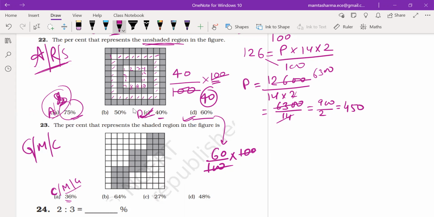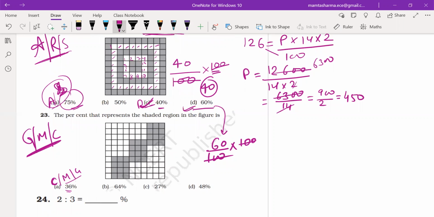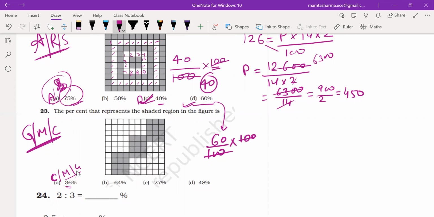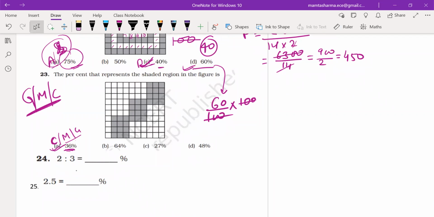What happened? Okay. Now Gohit and Chaitanya. How, Gohit, tell me, how did you get the 36% for the 23rd? Ma'am, 23rd one, right? Tell me fast.